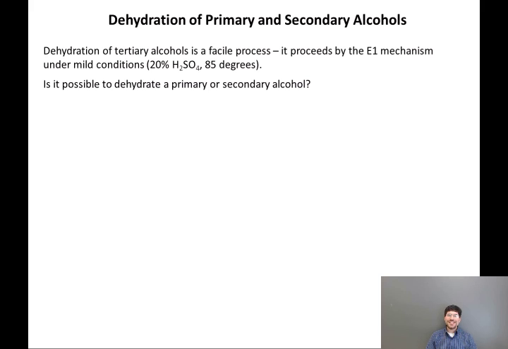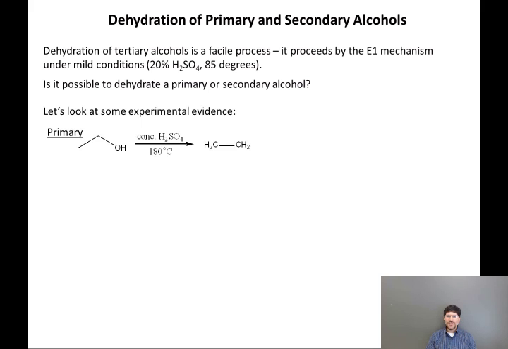The question now is, is it possible to dehydrate a primary or a secondary alcohol? So let's look at some experimental evidence. If you take a primary alcohol such as ethanol and react it with 20% sulfuric acid at 85 degrees, it will do nothing. Even if you go to 90 degrees or 95 degrees, frequently when a reaction doesn't do anything, the answer is just to heat it up a little bit more and then maybe it will.